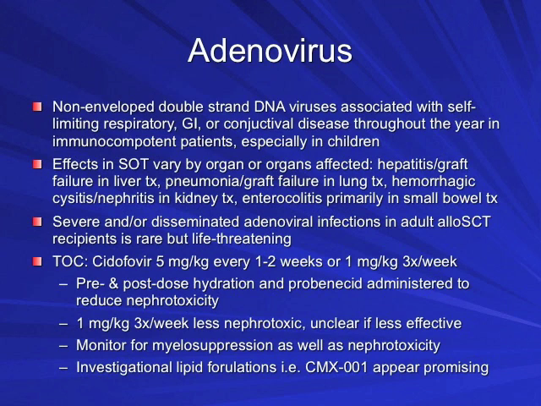Adenovirus is a non-enveloped double-stranded DNA virus, usually associated with self-limiting respiratory, GI, or conjunctival disease in immunocompetent patients, especially kids. In solid organ transplant patients, the effects vary by the organs involved. So you can see hepatitis or graft failure in liver disease, pneumonia, graft failure in lung disease, hemorrhagic cystitis or nephritis in kidney transplant patients, enterocolitis in patients with small bowel transplant. And we can see severe and or disseminated adenoviral infections in adult allo stem cell transplant patients. This is rare, much more common in the kids, but it can be life-threatening.